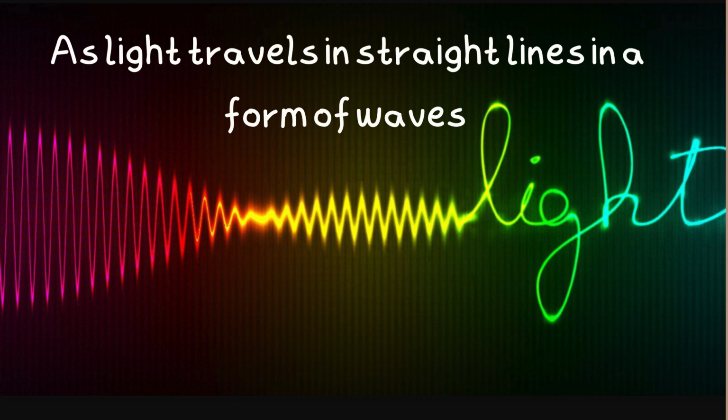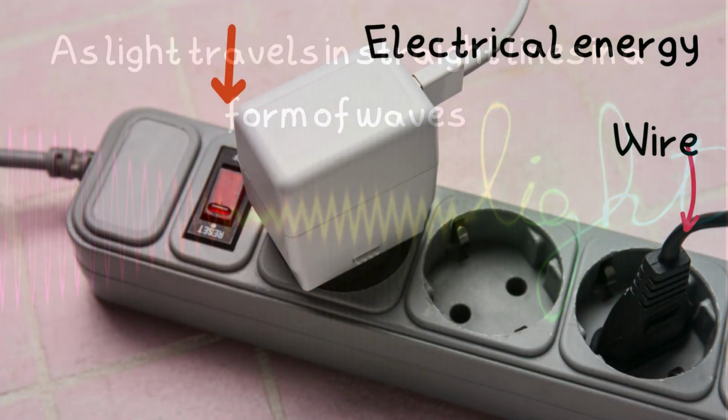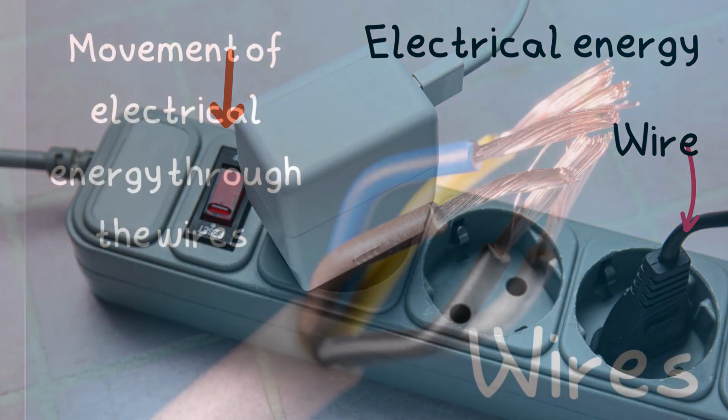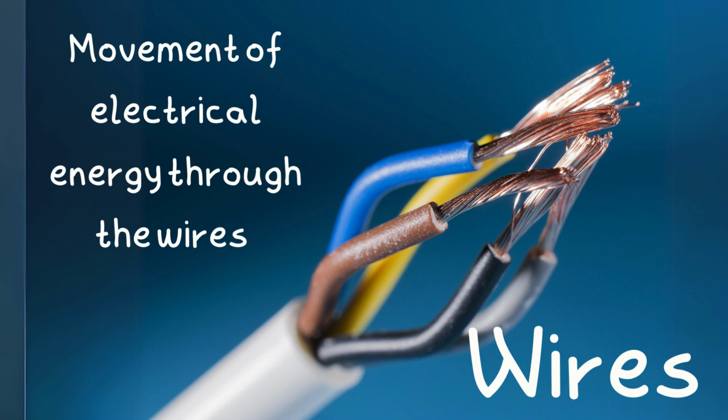So the light travels in a straight line in form of waves in the air. So this form of energy moves. So we can say that the light energy is a form of kinetic energy. Here we have another form, which is electrical energy. Electrical energy, here the electricity moves through the wires. So here this is a form of kinetic energy.